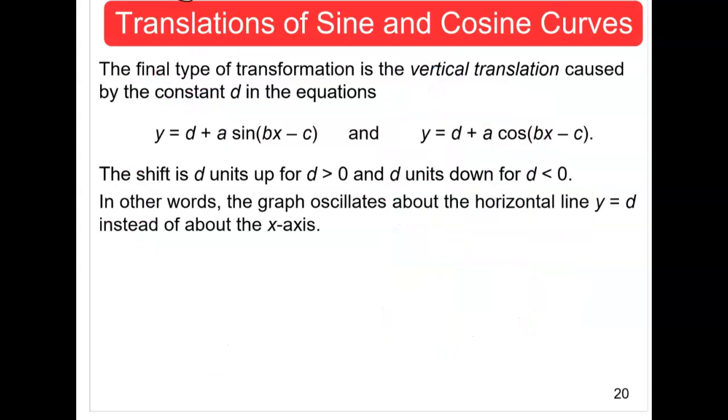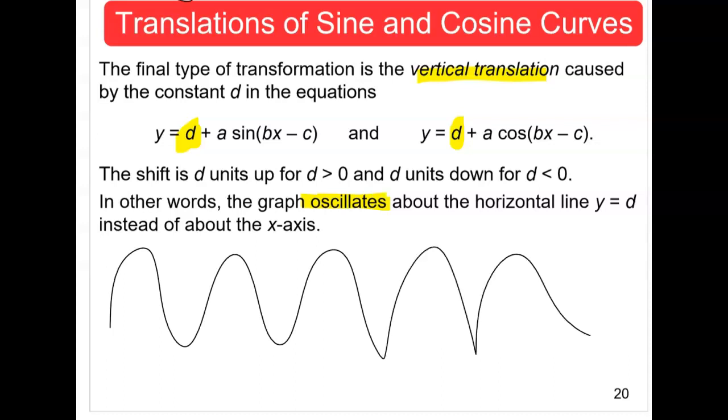The final type of transformation is the vertical translation, and that will tell you if the graph is moving up or down, and that is given by that constant that is just being added or subtracted to your whole trigonometric function. And so therefore it will affect your y value. The y value will be added or subtracted. And what would happen, and we use this word oscillates because as you can already see, our graphs move like that. They go up and down.